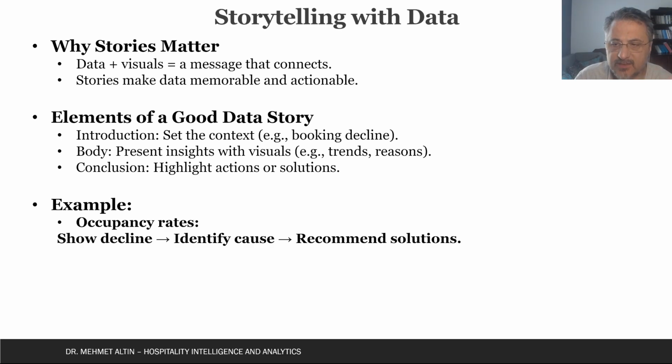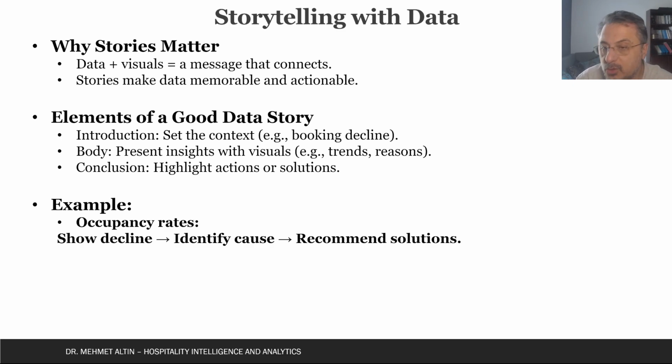Overall, every data story has three parts. In the introduction, you need to set the context. For example, our occupancy rates have been declining for the last 3 months. Okay? Then you go to the body, using visuals to represent the insight: show a line graph of declining occupancy and identify the reasons, like a promotion from the competition, seasonal demand, or customer preferences, comparing with, of course, your competitive set, for example.